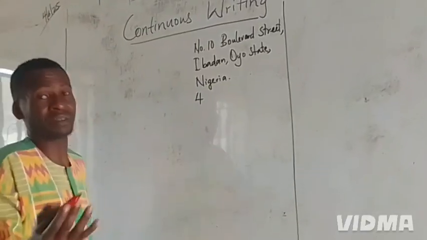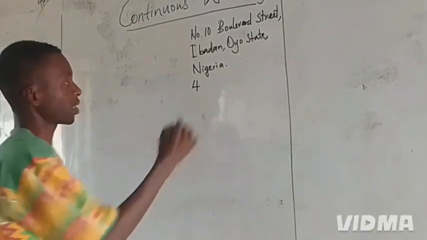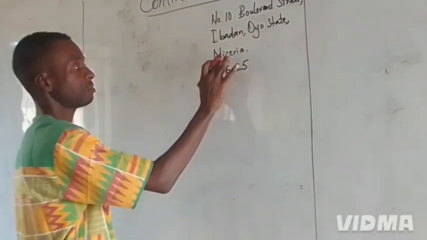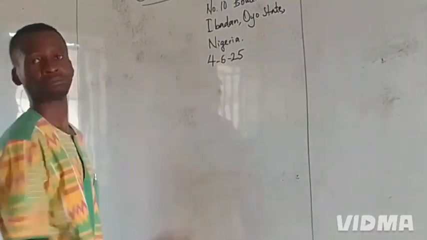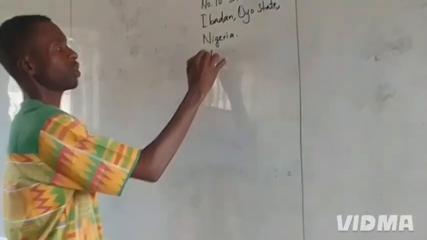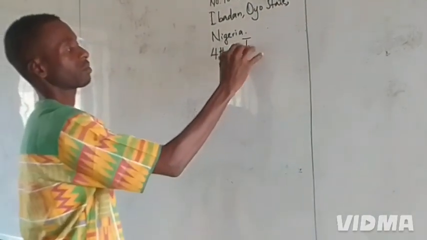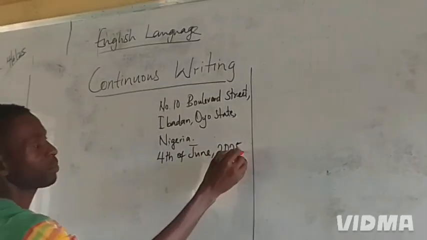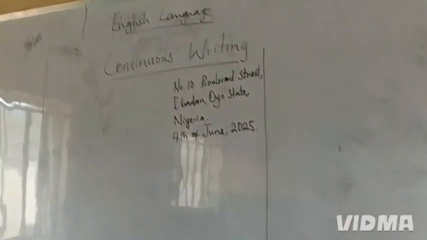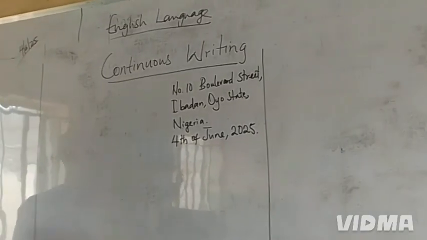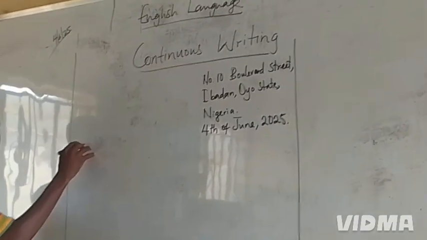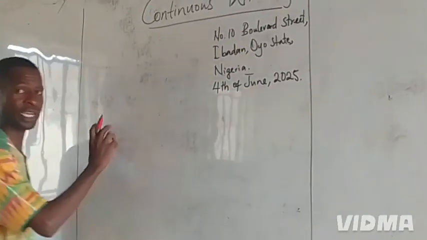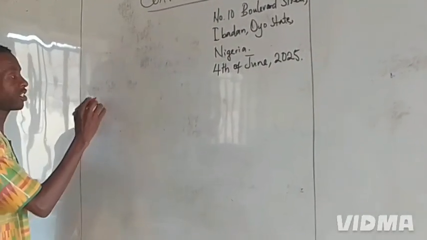Because it's an informal letter, you can put the date any way you want. You can do it like this, or you can do it like this, or you can do it like this. At the end of your date, put a period or a full stop. The moment you are done with that, you give a line in your note, a space, and then go to the next page.